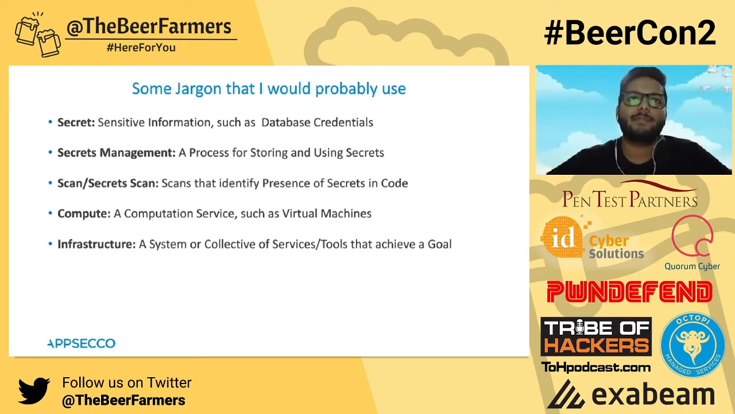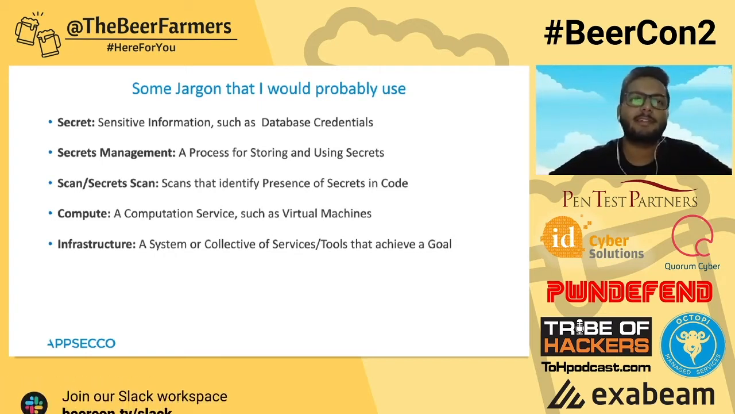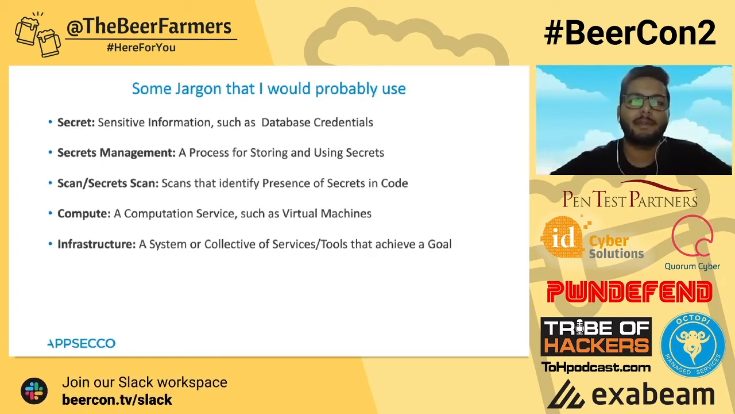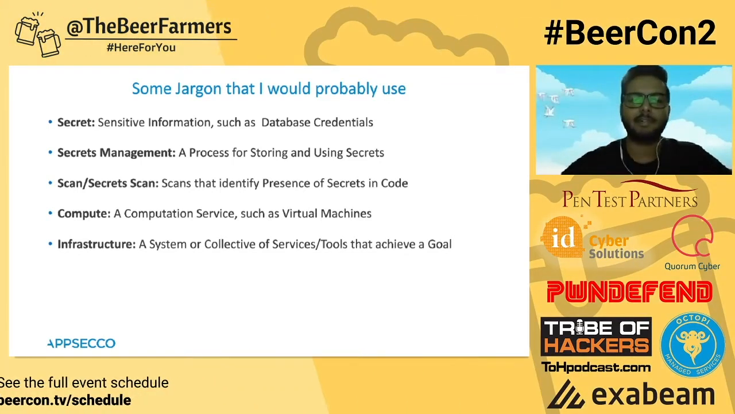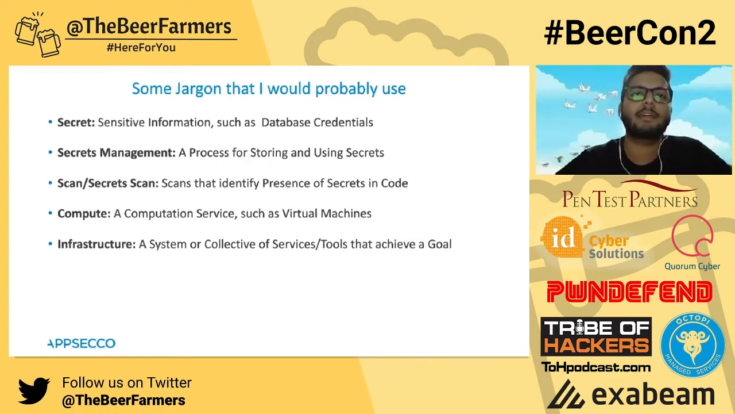Secrets management is the process of storing and using those secrets in your application code and other places, such as automation. When I say scans, specifically for this talk, I mean scans to identify secrets in code. Compute is any service that you can run code on, and infrastructure is just a system of services, tools, whatever, to achieve a certain goal. Let's say deploy an application, scan for stuff, build your dependencies, things like that.